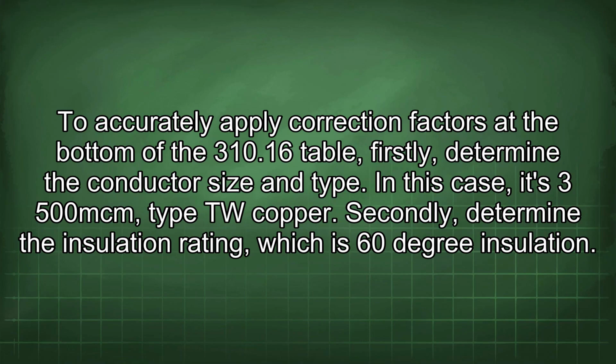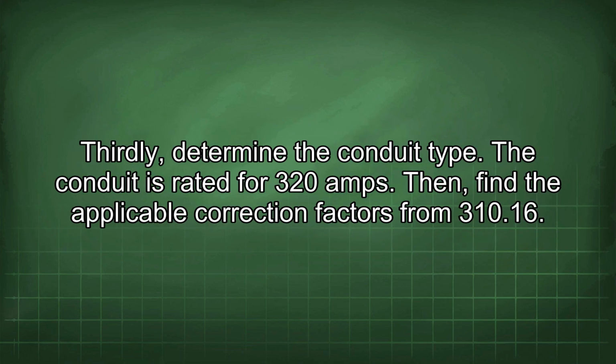To accurately apply correction factors at the bottom of the 310.16 table, firstly determine the conductor size and type. In this case, it's 3500 type TW copper. Secondly, determine the insulation rating, which is 60-degree insulation. Thirdly, determine the conduit type. The conduit is rated for 320 amps. Then find the applicable correction factors from 310.16.